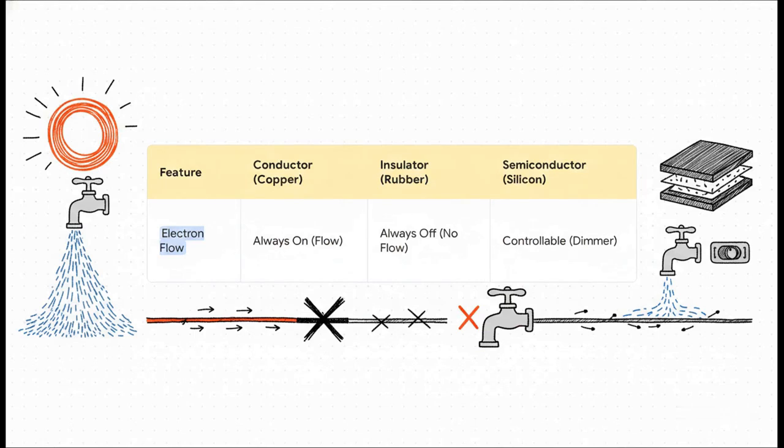And this chart just lays it out perfectly, doesn't it? A conductor like copper, that's a wide-open faucet. Electricity just gushes through. An insulator, like rubber, that's a completely blocked pipe. Nothing gets past. But the semiconductor? That's our adjustable faucet. It's the dimmer switch. It's the control we've been looking for.